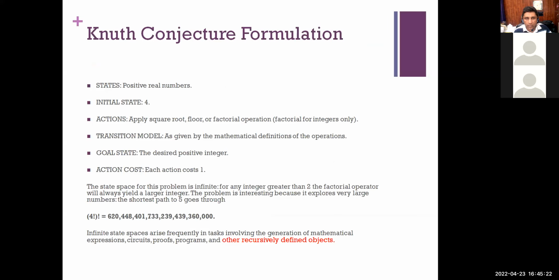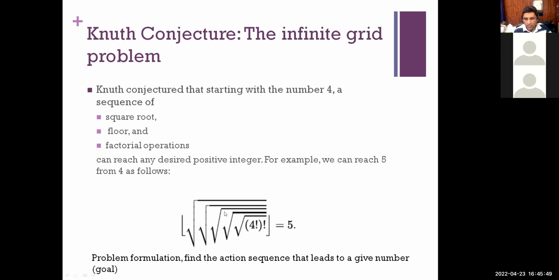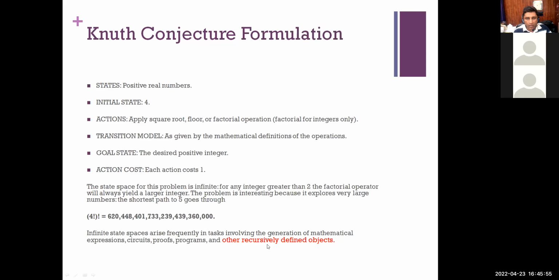Okay, so again, the formulation of this will be that the states are positive real numbers. Initial state is fixed by the Knuth conjecture, which is 4. Actions: 3 types of actions are possible. Apply square root, floor the number that you have, and factorial operation, and factorial operation works on only integers. That is why this floor is required. My transition model is as given by the mathematical definition of the operations. If I have the factorials and the square roots, this is my transition model. Then the goal state is also the desired number. I want the number 100, I want 200, whatever is the desired positive integer.